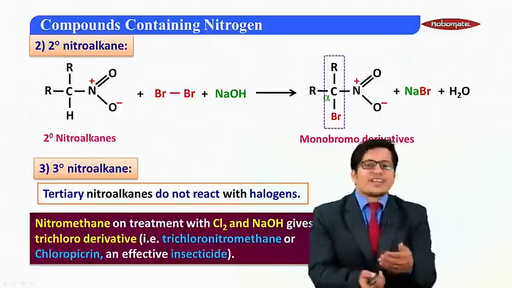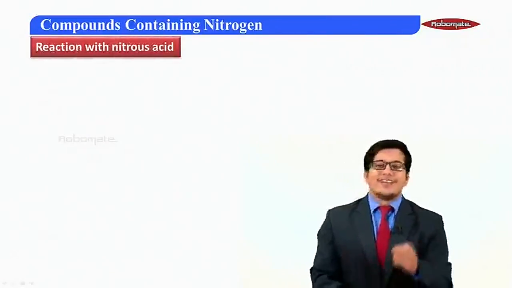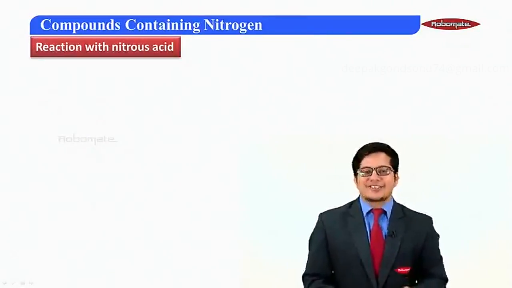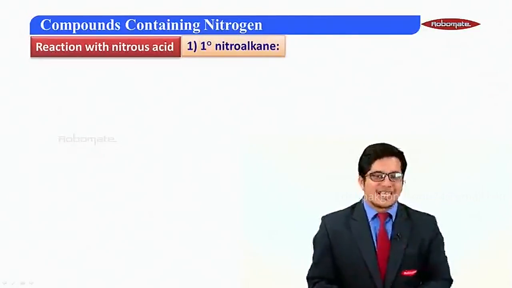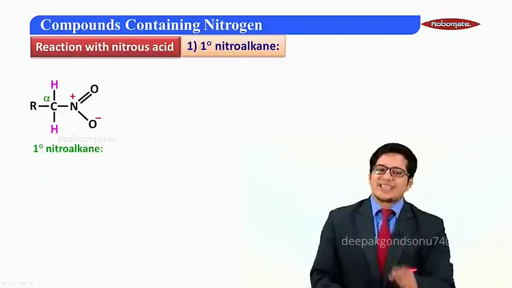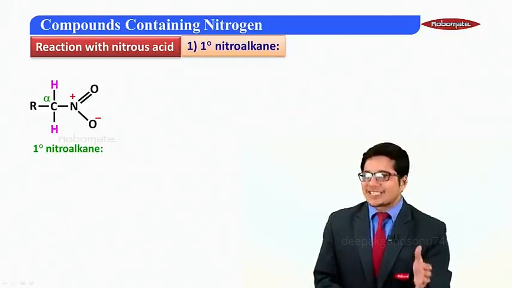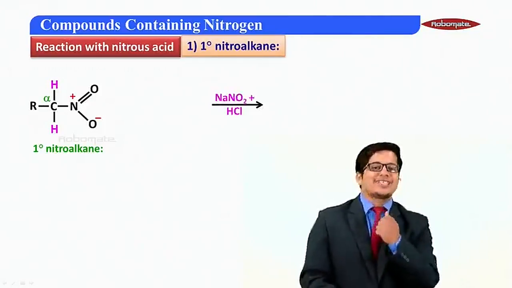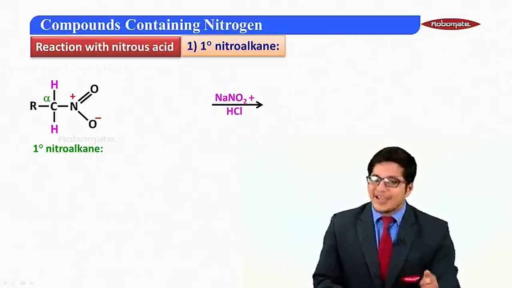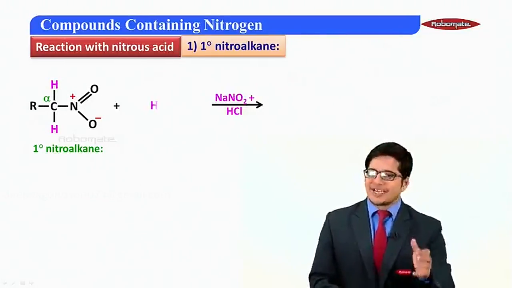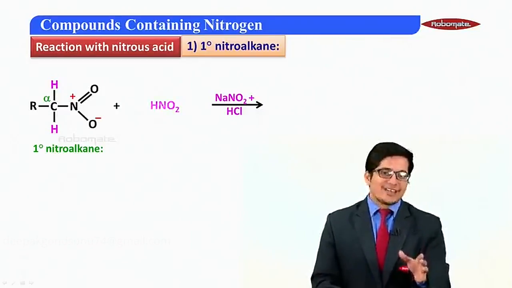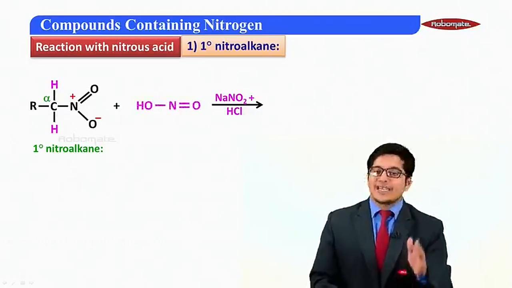Let's move further and now discuss the nitrous acid reaction. So let's take a molecule that is a primary nitroalkane, react it with nitrous acid, but nitrous acid has to be prepared in situ using NaNO2 and HCl. So what would you get? You would get HNO2, which can be written down as OH, N double bond O.